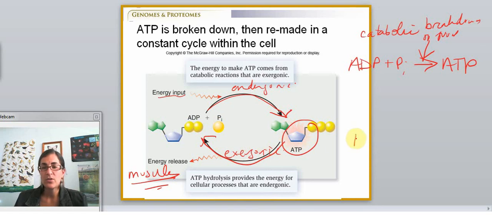So in a typical 24 hours, this would happen 10,000 times for a single ATP molecule. And you have millions and millions of ATP molecules doing this to keep you doing what you need to do all day long, whether that's studying or watching TV or going for a run.